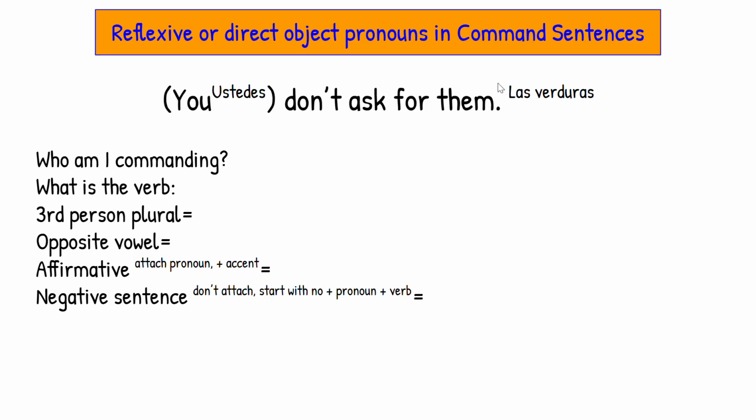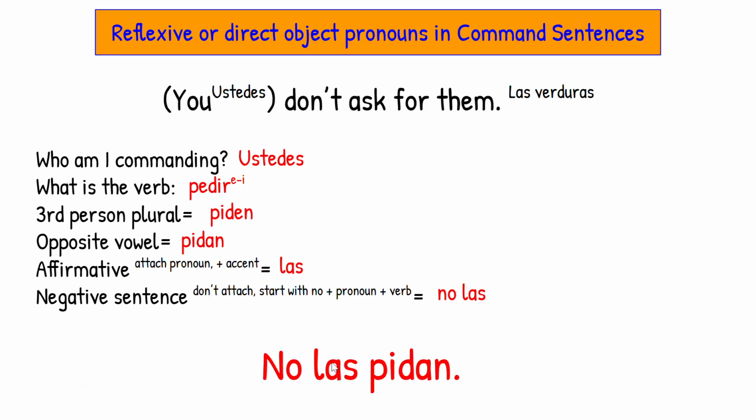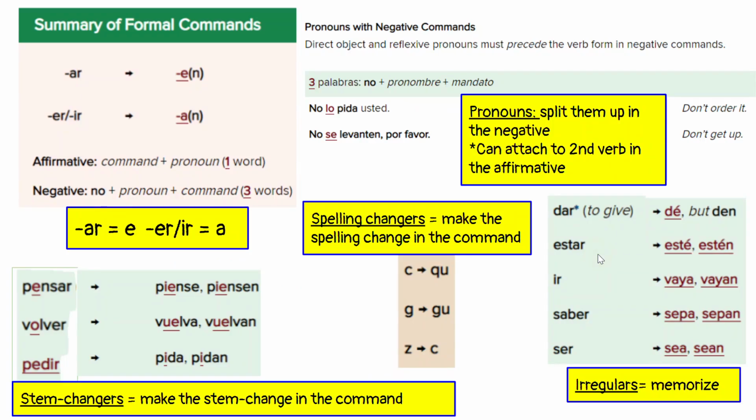Ustedes, don't ask for them. Them referring to las verduras. Who am I commanding? Ustedes, the verb is to ask for, pedir. Third person plural, it's an E to I. Piden, change the E to the opposite vowel. Pidan, we're looking for the pronoun now. The pronoun is going to be las, referring to verduras. And this is a negative sentence, so it's no las, and then I'm going to add my verb. No las pidan. Don't ask for them, referring to the vegetables.